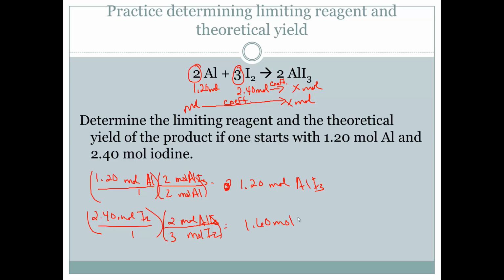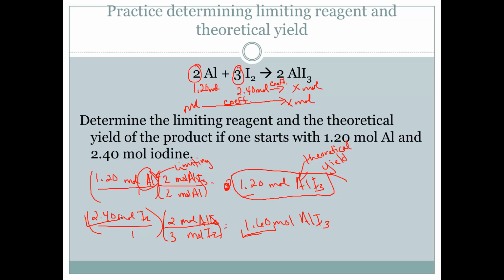Now that both compounds are converted to the same product, we can actually compare them, 1.20 versus 1.60. The limiting reagent is going to produce the smaller amount. So that means aluminum is the limiting reagent, because it can never produce more than the 1.20 moles. And then this would be the theoretical yield, because out of all of it, that's the most it could possibly make. This is left unused. There's some amount there that's not going to be used in this process.